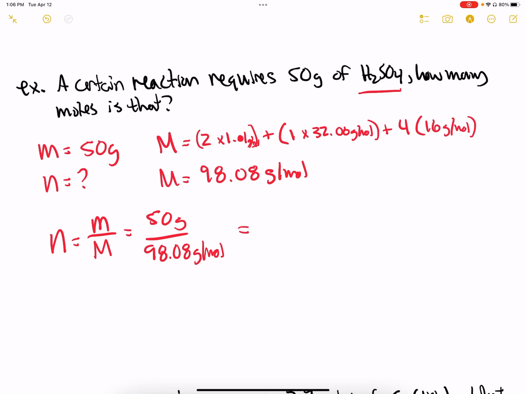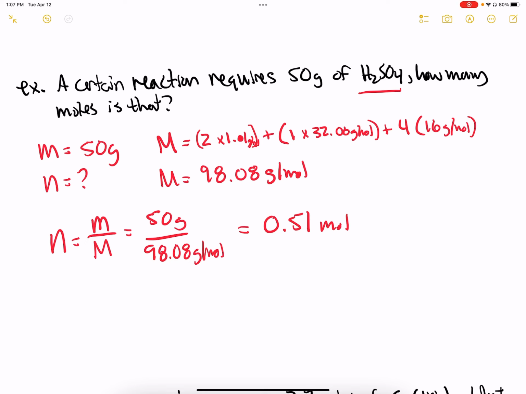And if you look really close here, you can see that 50 is almost a little more than half of 98, right? 98 is almost 100. So we're expecting around half a mole here is what this would equal. And again, we're answering the question, how many of these H2SO4s do we have? I do that math, and I get roughly 0.51 moles. So a little over half a mole is how much 50 grams of H2SO4 is.